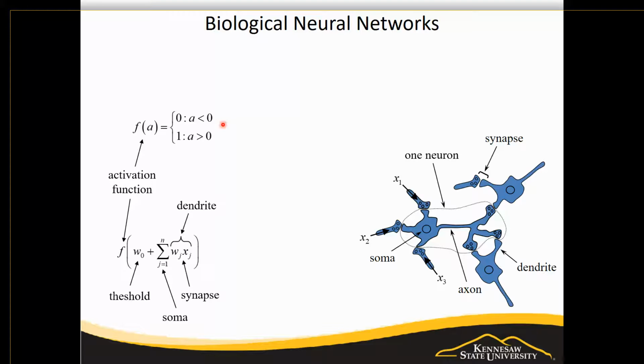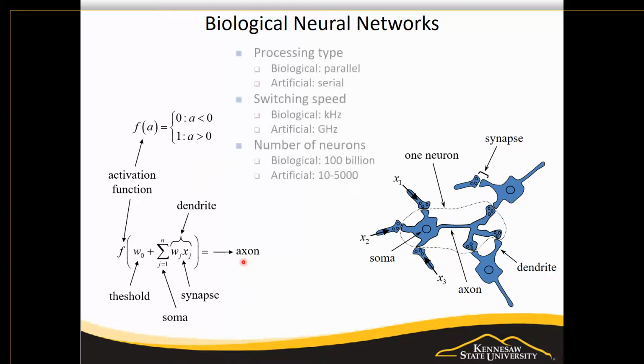Either I'm sending a pulse or I'm not sending a pulse. And that's essentially how it works in the brain. Okay, we don't have different strengths of the signals. It's either sending or it's not. Okay, so this is the idea, and then that output goes out the axon, and that's the output.